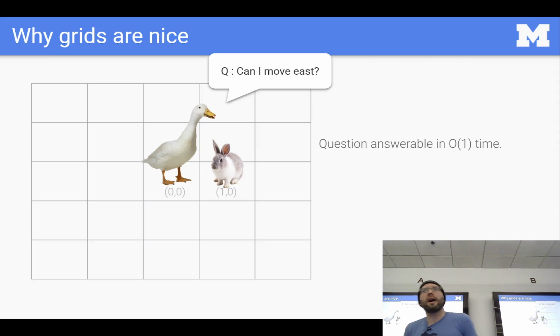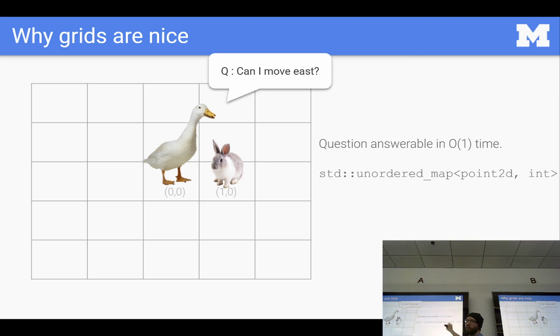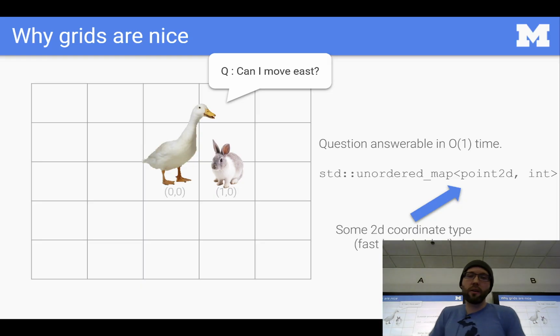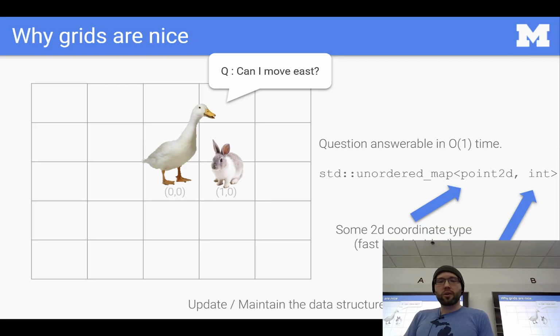It is O(1) time if you keep some accelerating data structures around, for instance, a standard unordered map of some sort of 2D structure with a hash, ideally a fast hash, and an integer to count how many blocking characters are in the cell, the number of blocking actors at that coordinate. It also takes only O(1) time to keep this updated. So it's not a big deal. It's very fast, very easy to use.